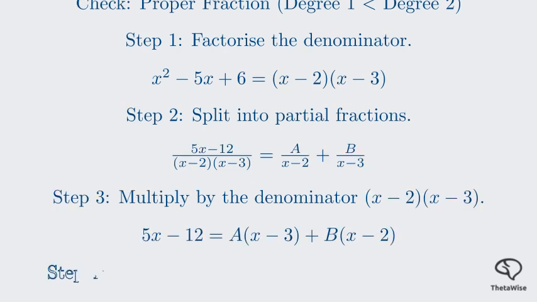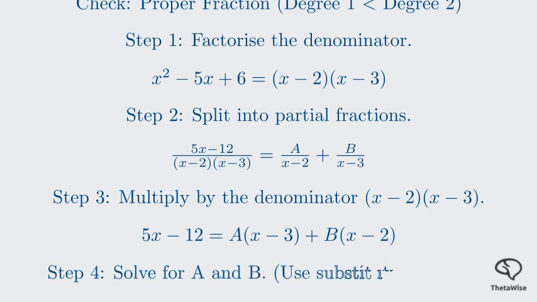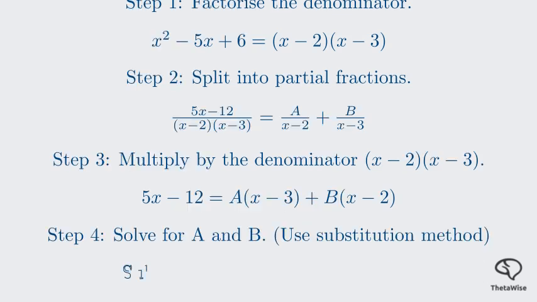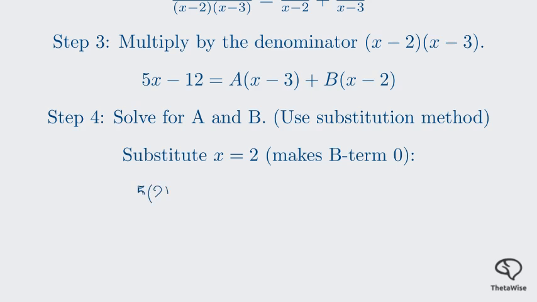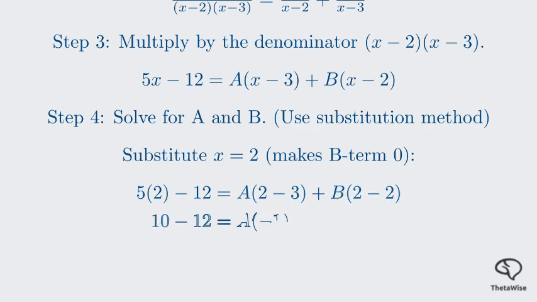Step 4 is to solve for A and B. For this type, substitution is the quickest method. We can substitute values of x that make the terms in the parentheses 0. First, let's substitute x = 2. This will make the B term 0. We get 5(2) - 12 = A(2 - 3) + B(2 - 2). This simplifies to -2 = A(-1), so A is 2.